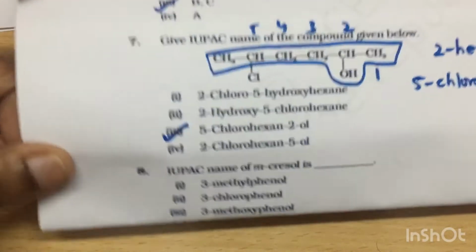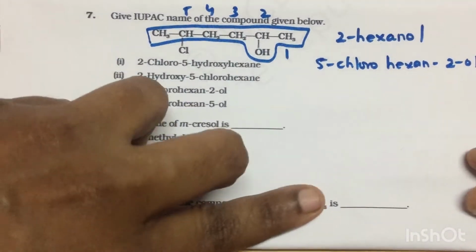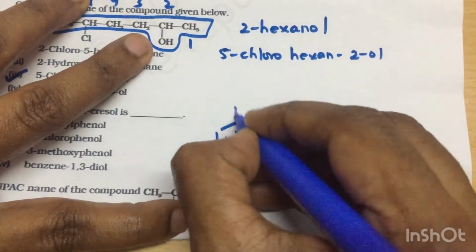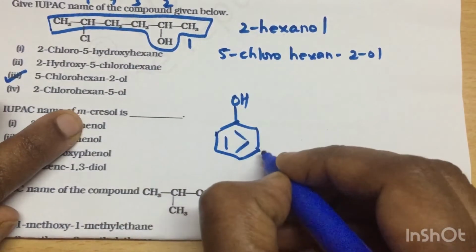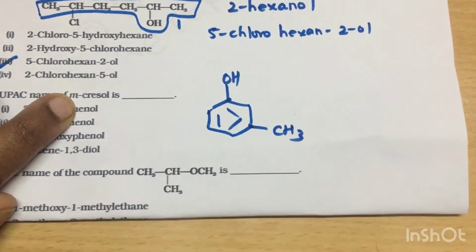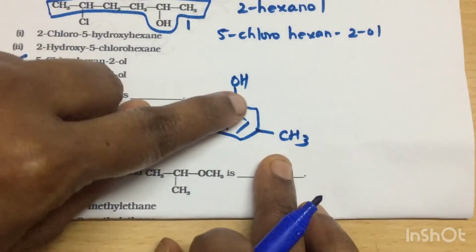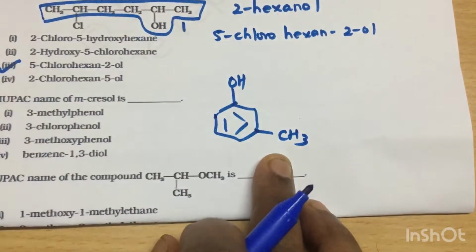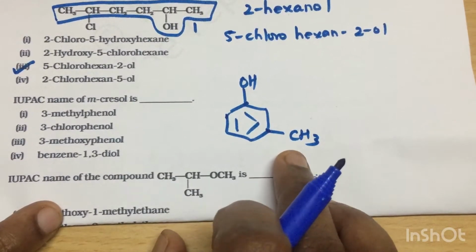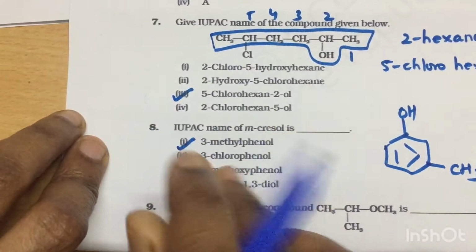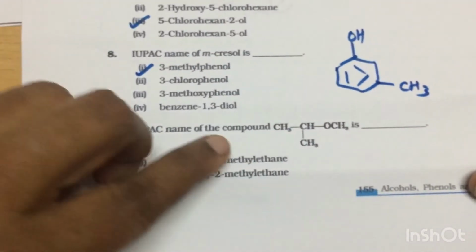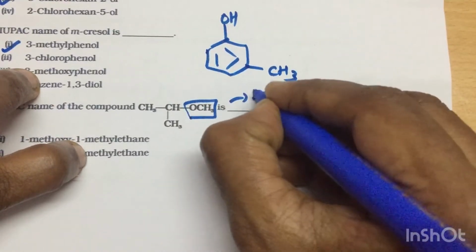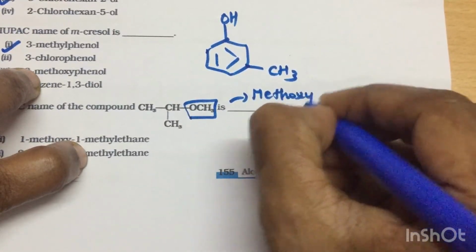Okay. The IUPAC name of metacresol is. So what is metacresol first of all? So students, draw a phenol ring, that is the main ring, to which in the meta position there will be a CH3 group. Okay. So this is cresol. When it is attached to ortho position, it is orthocresol. When the methyl group is attached to para position, it is paracresol. So it is metacresol. So this is 3-methyl phenol. So the IUPAC name of the compound. So here, what is the functional group here? The functional group here is methoxy.